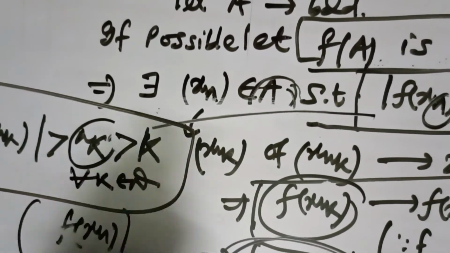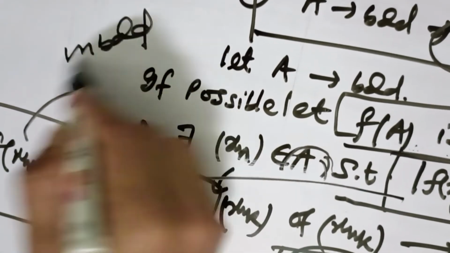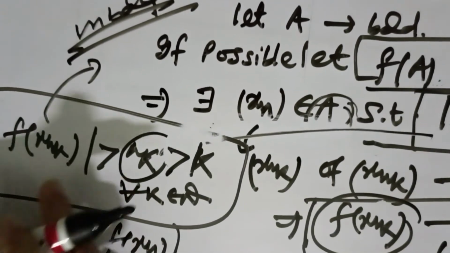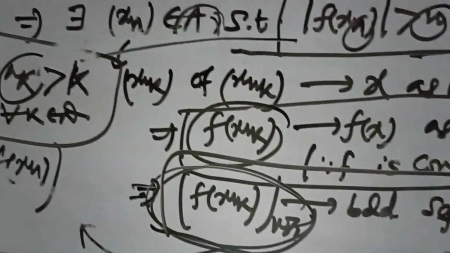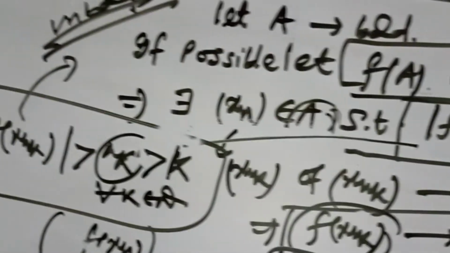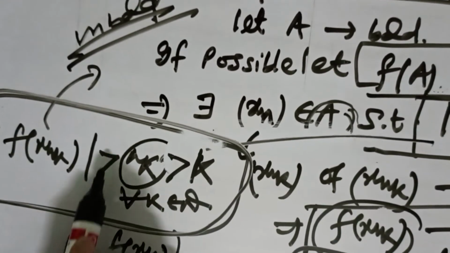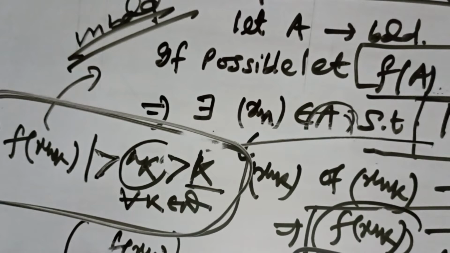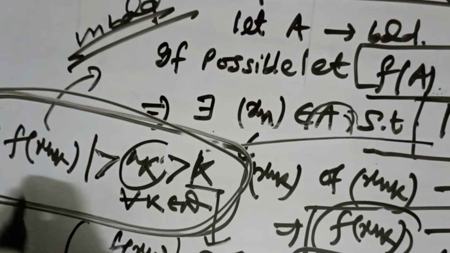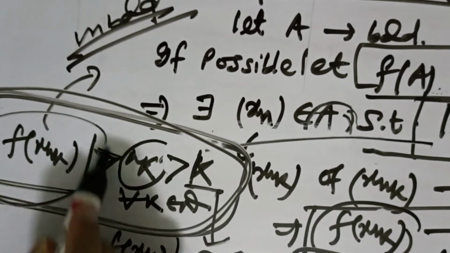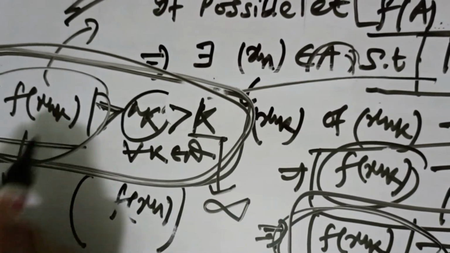This expression shows that f of xnk will be unbounded. From here you can tell that this sequence f of xnk will be unbounded, but you get here f of xnk is bounded, so both contradict. You can say from this expression f of xnk will be unbounded, since f of xnk can be made greater than k. If you take the limit as k tends to infinity, the right-hand side goes to infinity, so f of xnk also tends to infinity. So this sequence is unbounded.